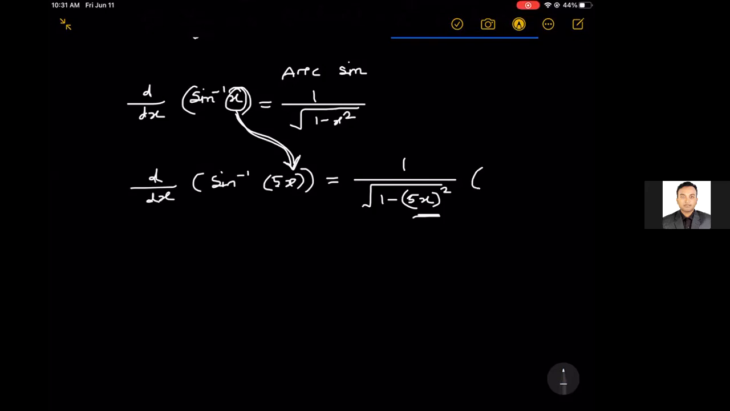Very good. We need to multiply the derivative of 5x, because it's not x, it's 5x. We know the format for x only, and we don't have that x here. If we have anything else other than that particular format, the chain rule says you need to multiply the derivative of that, right?